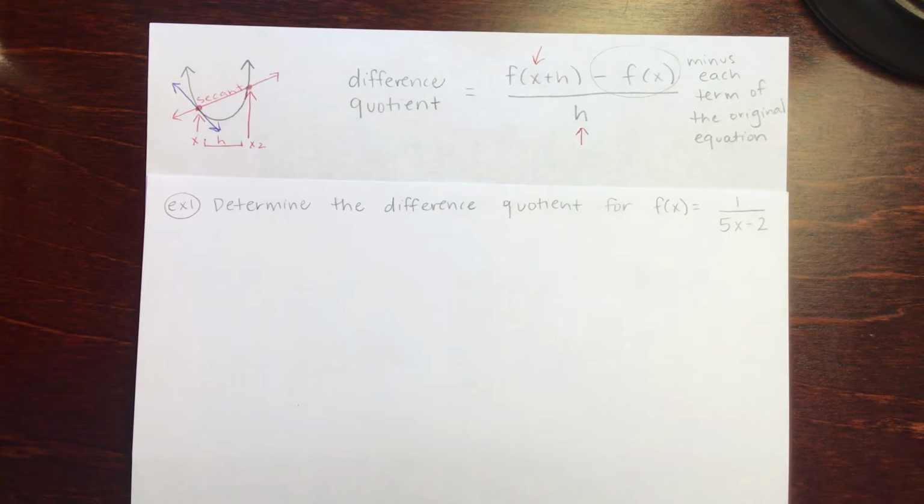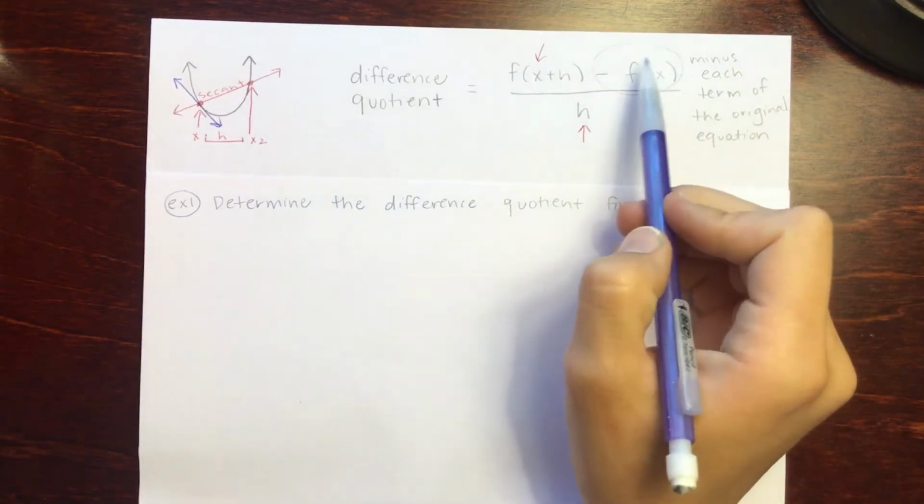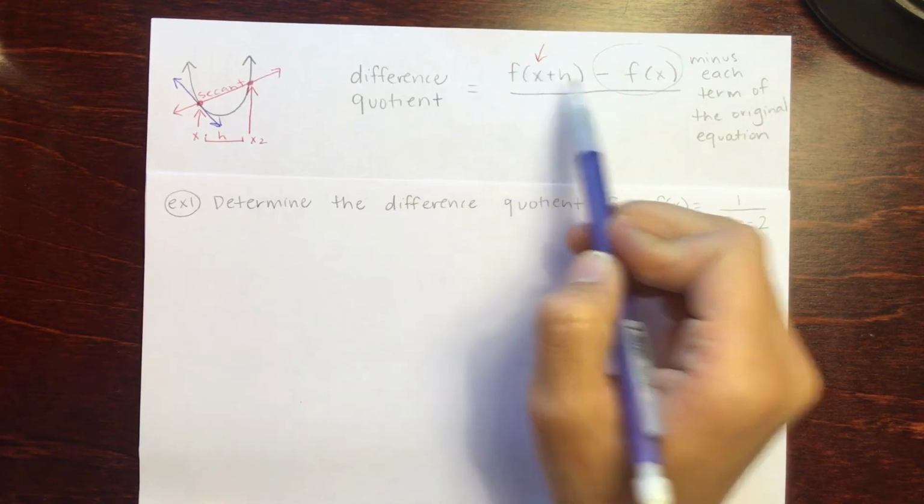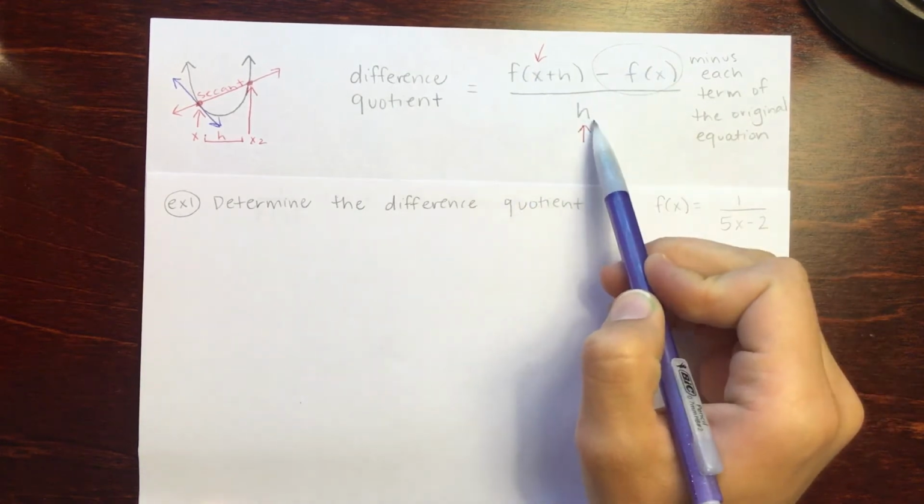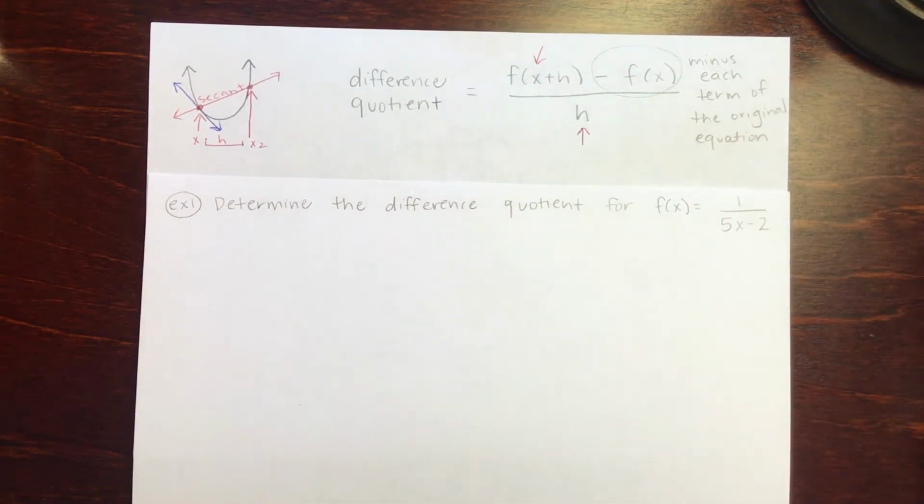Make sure that you show enough steps that I know you did the work yourself instead of Google. All right, so this is our difference quotient reminder, f of x plus h minus f of x over h. So let's jump into it. Example 1, determine the difference quotient for f of x equals 1 over 5x minus 2.